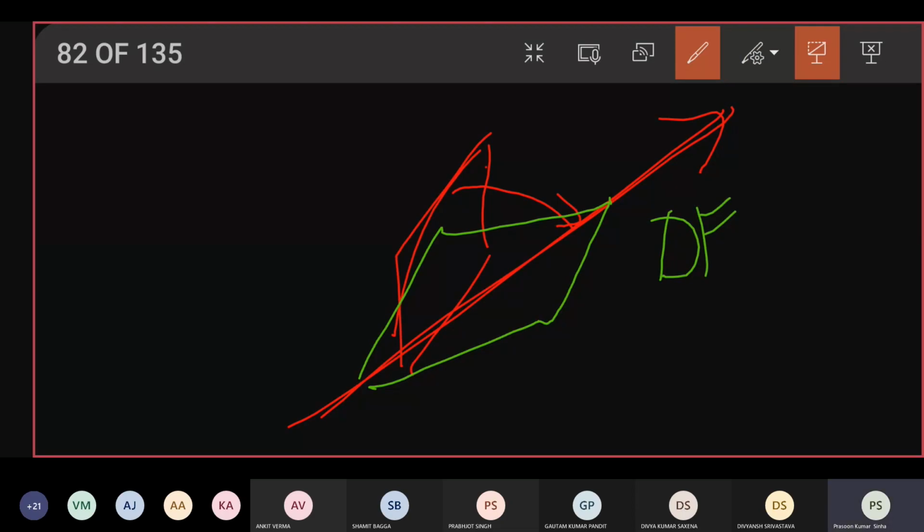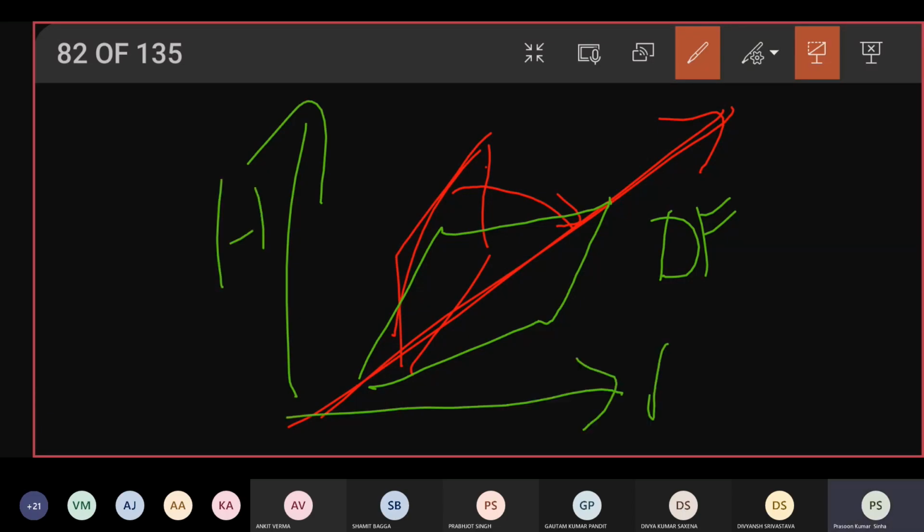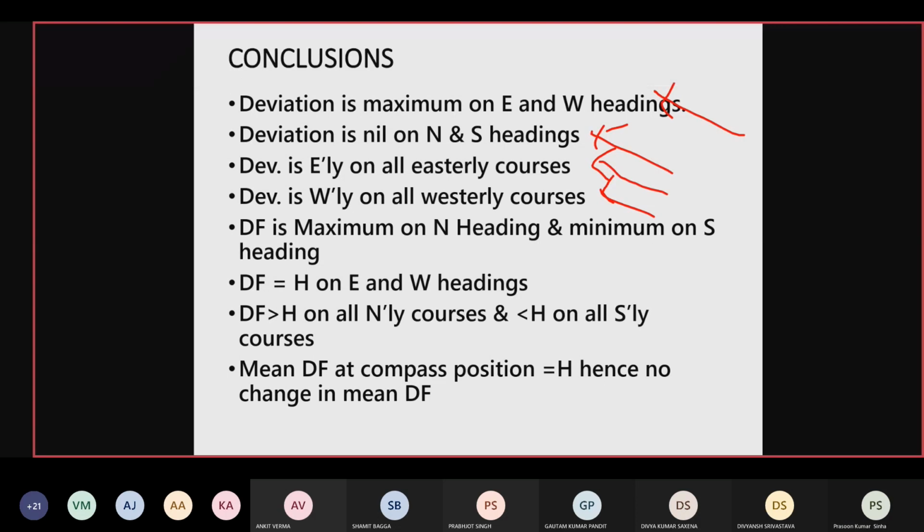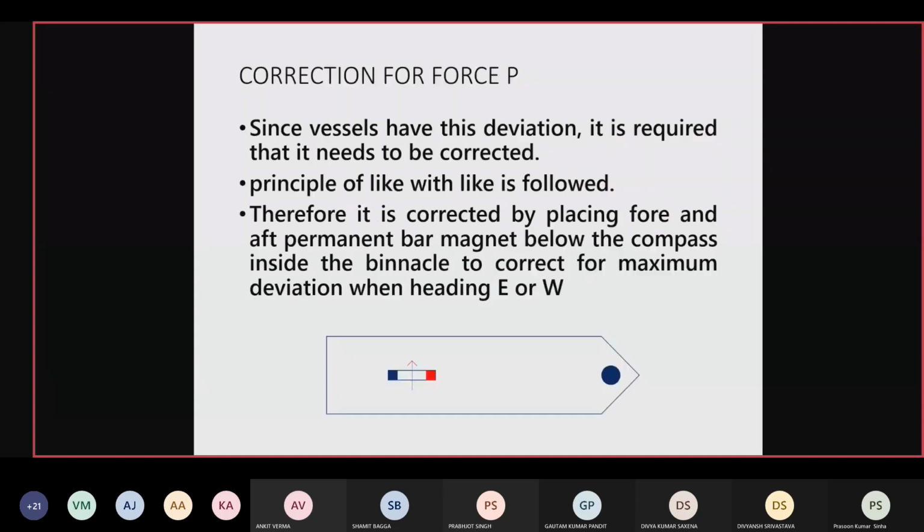This directive force we have seen is the result of H and the disturbing force P in this case, because the blue pole was forward, so that was forward aft component. So the resultant is like this. करेक्शन फोर्स फॉर फोर्स पी, ये तो देख लिया हमने.